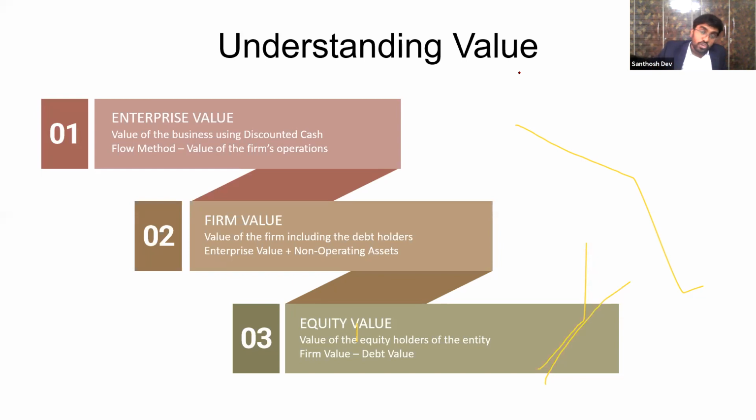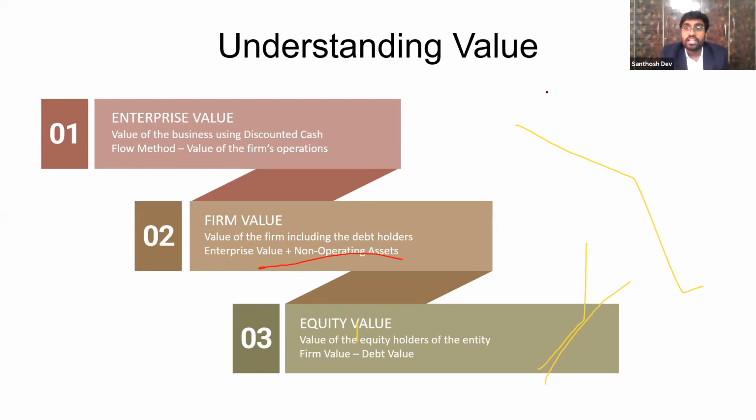Now, in case you are using the FCFE model, free cash flow for equity, and you are discounting using the equity return, KE, then you will stop with the firm value, no debt value reduction, but the non-operating assets need to be separately added. That will be there in the previous one.